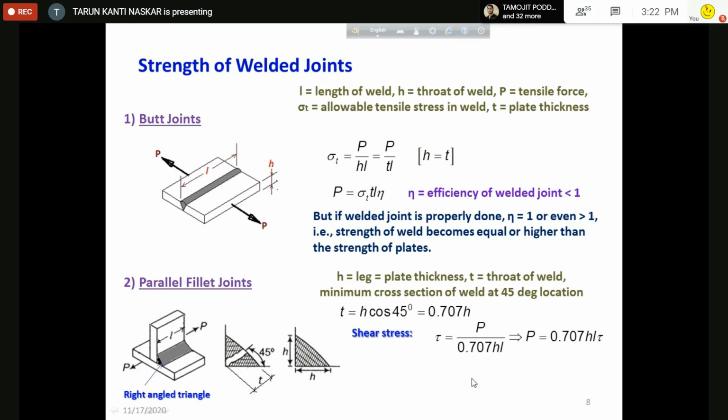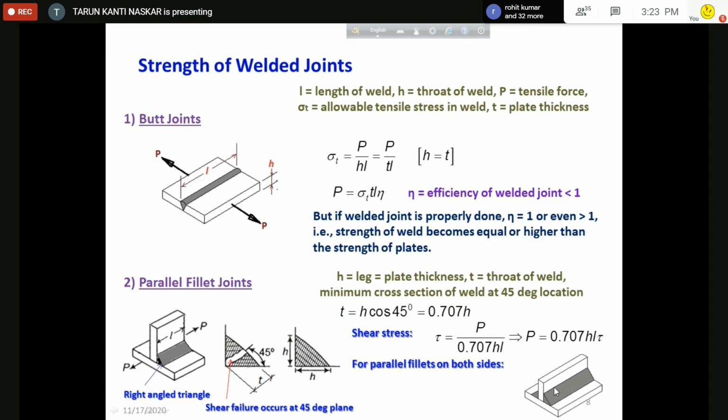Now the shear stress is obviously P divided by TL, so it will be equal to P over 0.707 HL. So P is this. Shear failure occurs in this joint at this position, at the 45-degree line. That is the minimum cross section. Since it is the minimum cross section, the shear failure occurs at this region.